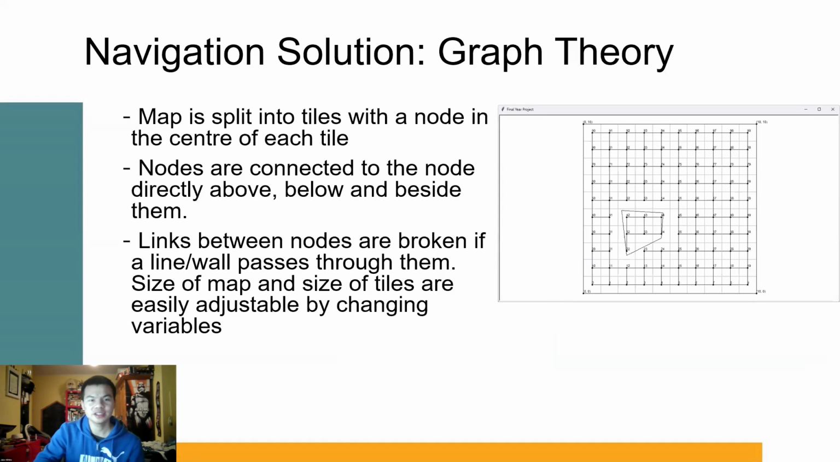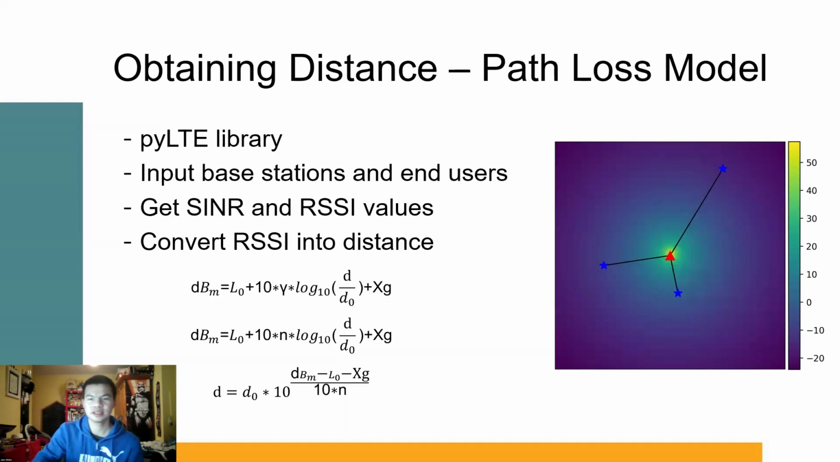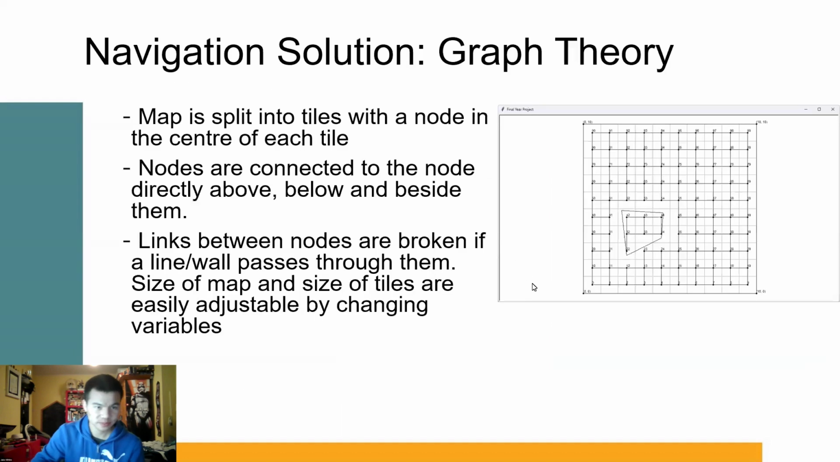So for navigation, this uses the idea that the signal attenuates as it travels. So for navigation, I'm using graph theory. And so how I do this is I take a map of an indoor location, and I would split it up into a grid of nodes. And then any walls that would be in the map will break any connections between nodes so that you can't travel through the wall because there's no connection there anymore.